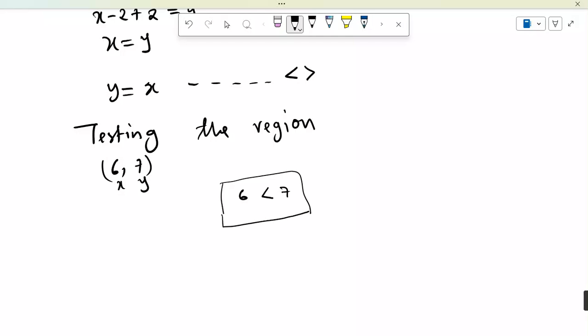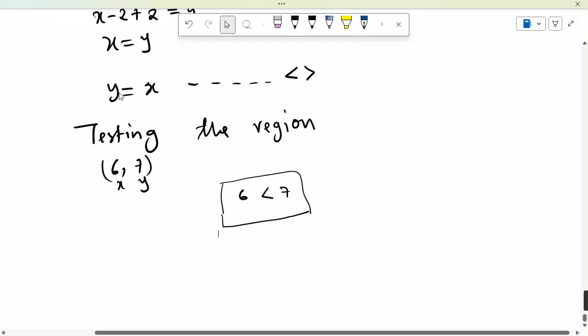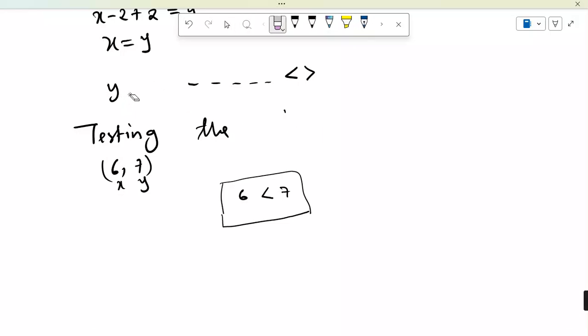6 is less than 7. Is this statement correct? Yes, it is correct. So meaning the correct symbol here is less than. So y is less than x.